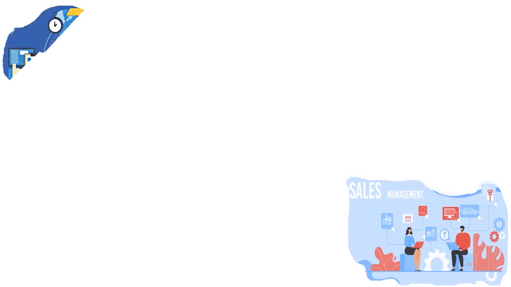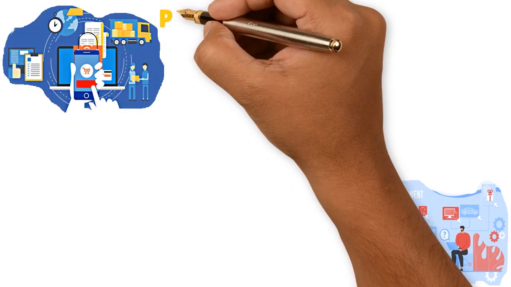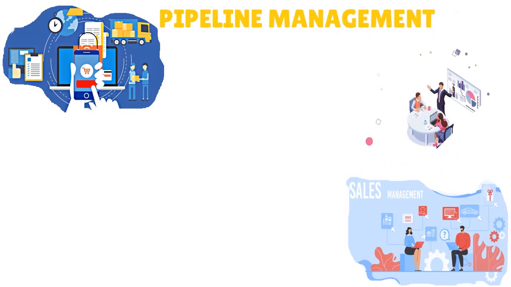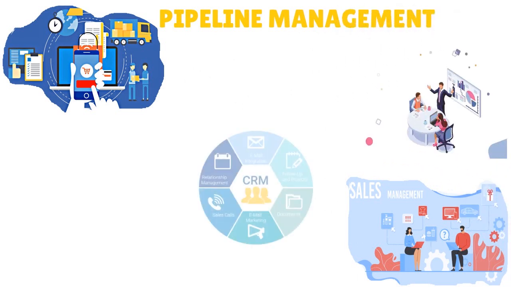When I talk about sales management, I'm talking about lead and opportunity management, quotation and order management, sales forecasting and pipeline management. You have sales territory and team management. You have customer relationship management, CRM. So the CRM aspect is quite essential within JobBoss.